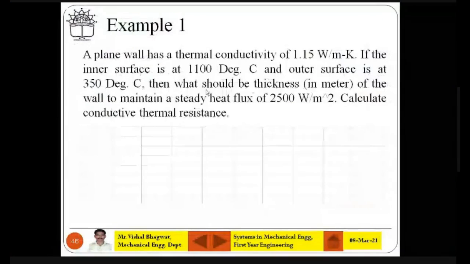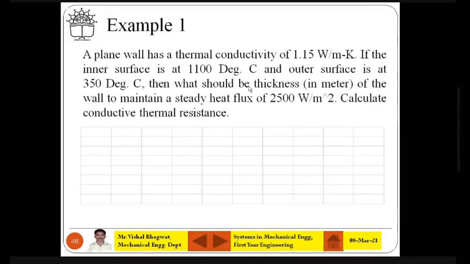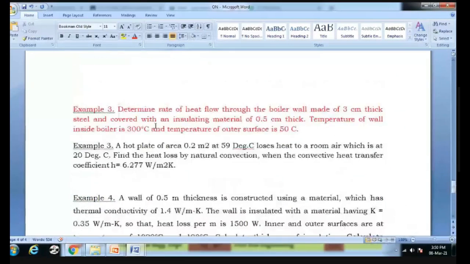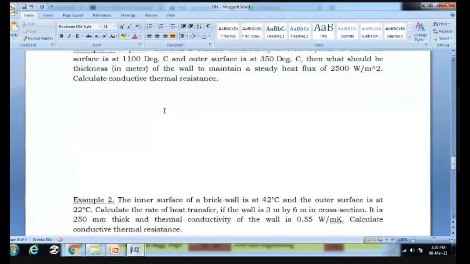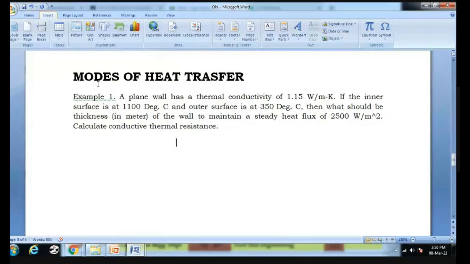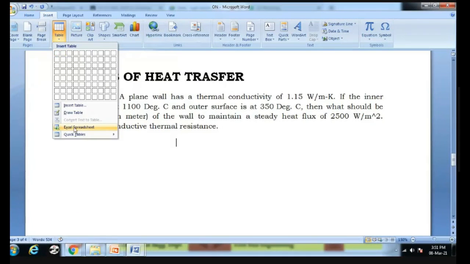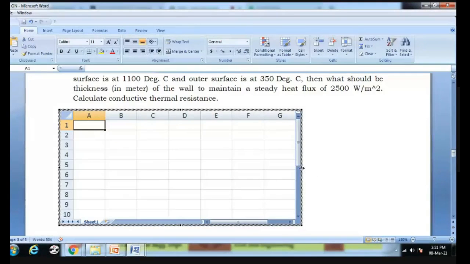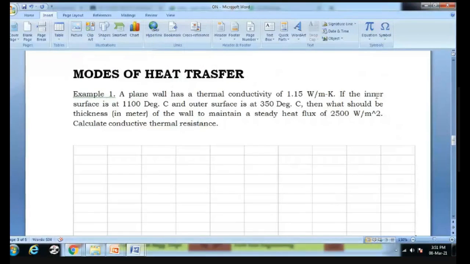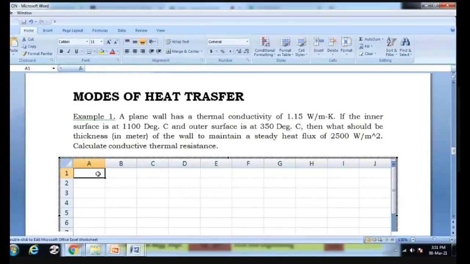Okay. Is it okay? So we'll solve this problem with our Excel. I take my Word file. Okay, this is your problem. So for the mode of heat transfer, we are looking at certain problems here. I can insert an Excel sheet here so that I will have a good calculation. Fine. We'll see what is given.